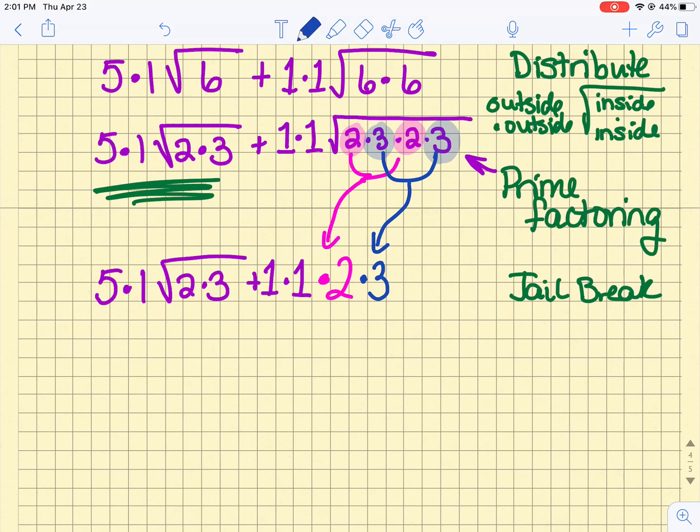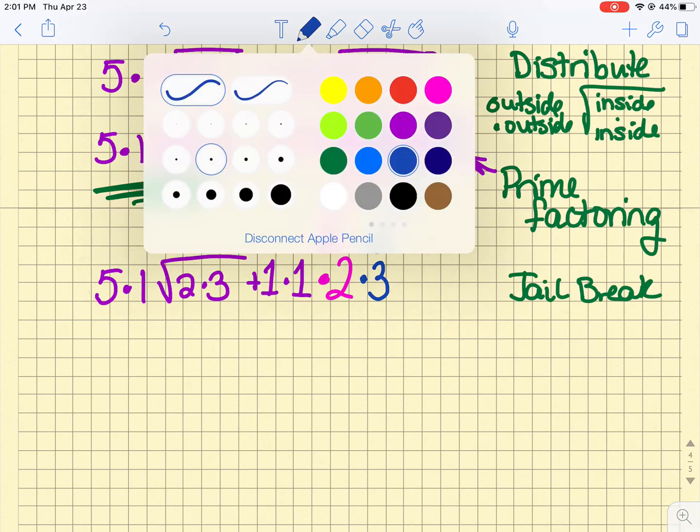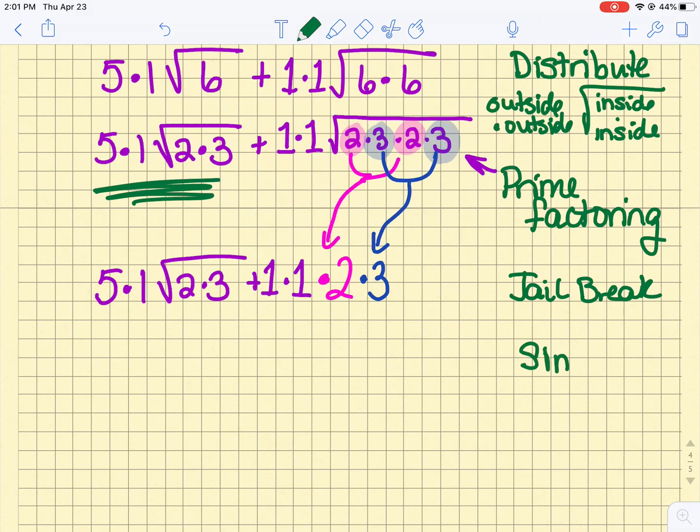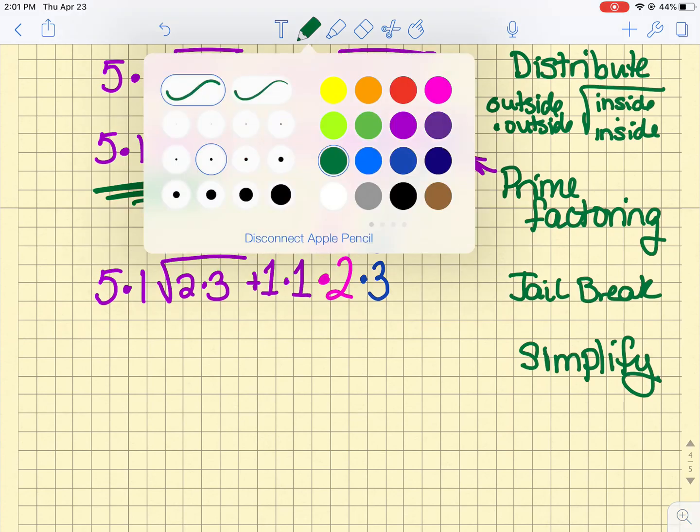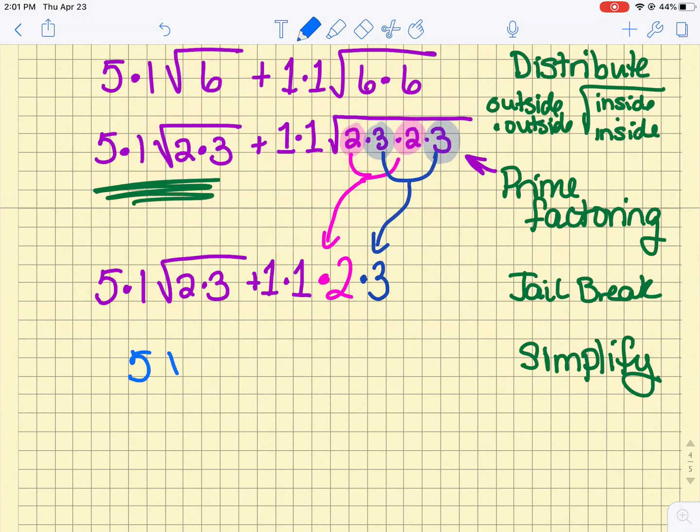So I don't put the square root of 0 or the square root of 1. I just close it down. I don't write it. Okay? And now we simplify anything that can be simplified. Some of you already did this step. Liza was doing this step. So this is just 5 root 6 plus 1 times 2 times 3. And that's a 6.